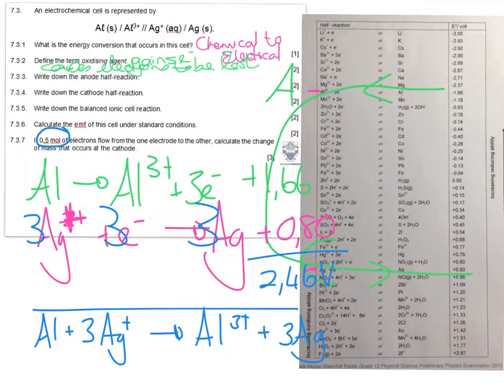And then if 0,5 moles of electrons flow from one electrode to the other, calculate the change in mass that occurs at the cathode. And so the cathode is going to be over here, it's going to be your silver, and you're going to simply say 0,5 moles of silver, because each silver requires 1 electron, so it's easy as that, and you get 54 grams.